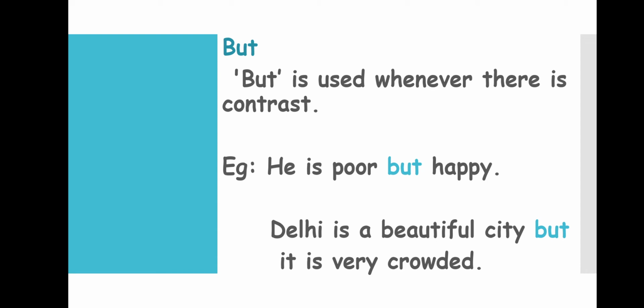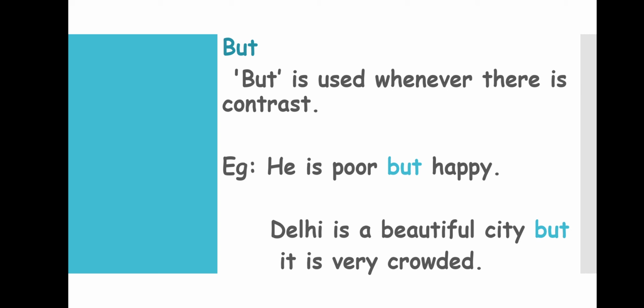Look at the example. He is poor but happy. Here we have two words which are opposite to each other, poor and happy. How can somebody be poor but also happy? So here we have used but. So when we find words which are in contrast, we use but.